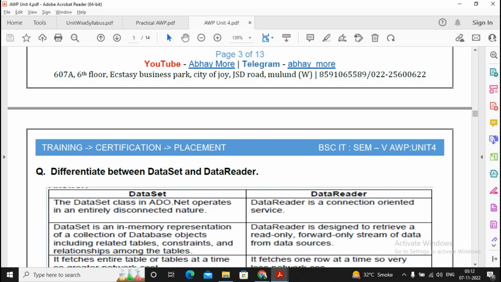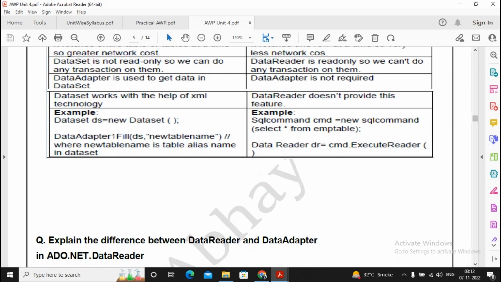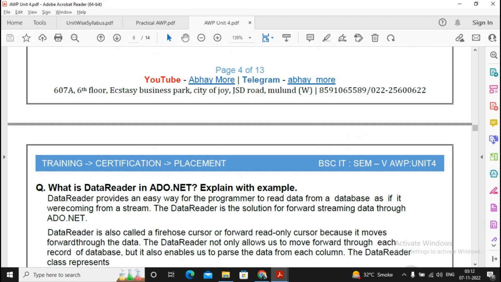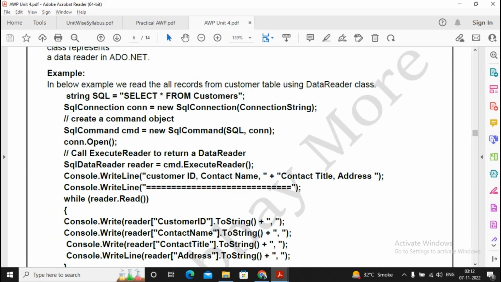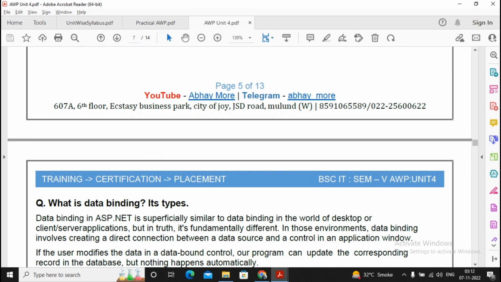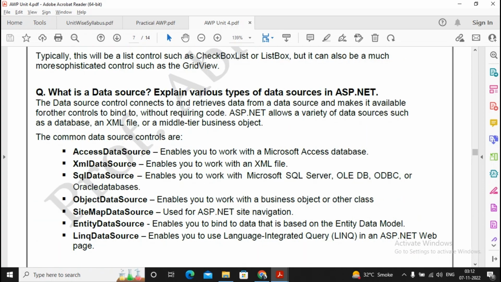Okay, difference between data set and data reader, fine, you can read it once. Data reader, data adapter, you can read it once. Explain what is a data reader in ADO.NET, please prepare it nicely. This needs to be given along with an example. What is data binding? Single value data binding, and multi-value data binding. These are very important questions to prepare well.